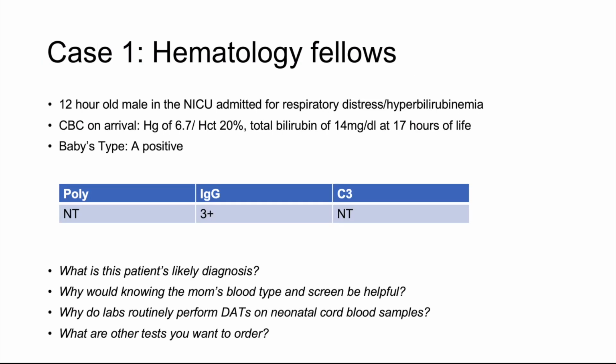So let's start with our first case. This is a 12-hour neonate in the NICU admitted for respiratory distress or hyperbilirubinemia. They're quite anemic. Their bilirubin is quite high, and the baby is type A positive. There is a DAT that's done on cord blood, and we can see that the IgG is positive.